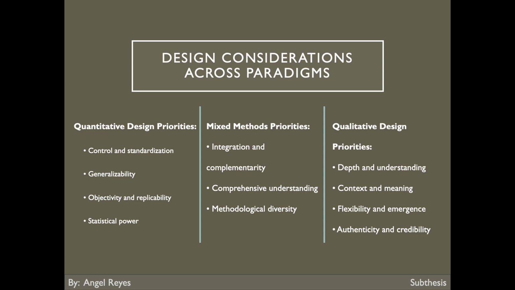Quantitative design priorities include control and standardization, generalizability, objectivity and replicability, and statistical power. Qualitative design priorities emphasize depth and understanding, context and meaning, flexibility and emergence, and authenticity and credibility. Mixed methods priorities focus on integration and complementarity, comprehensive understanding, and methodological diversity. Understanding these priorities helps align your design choices with your research goals and philosophical stance.